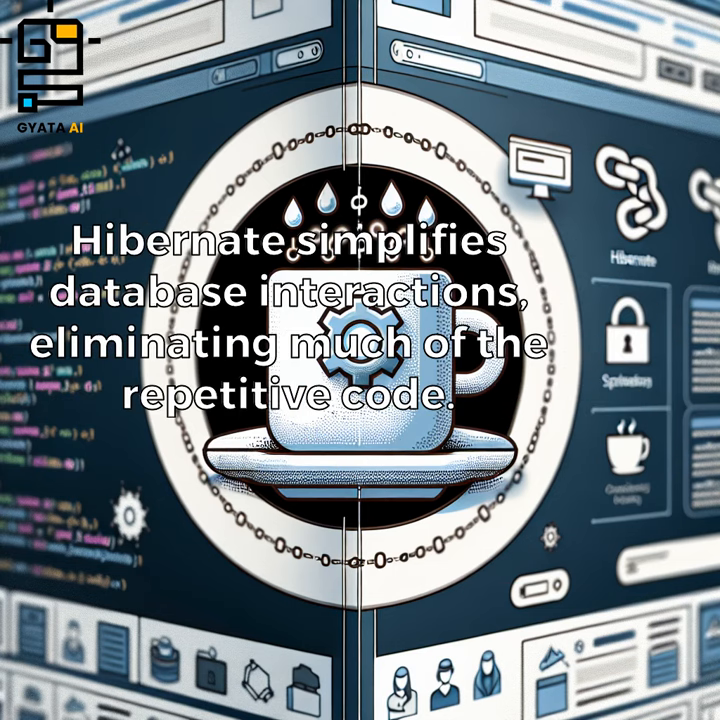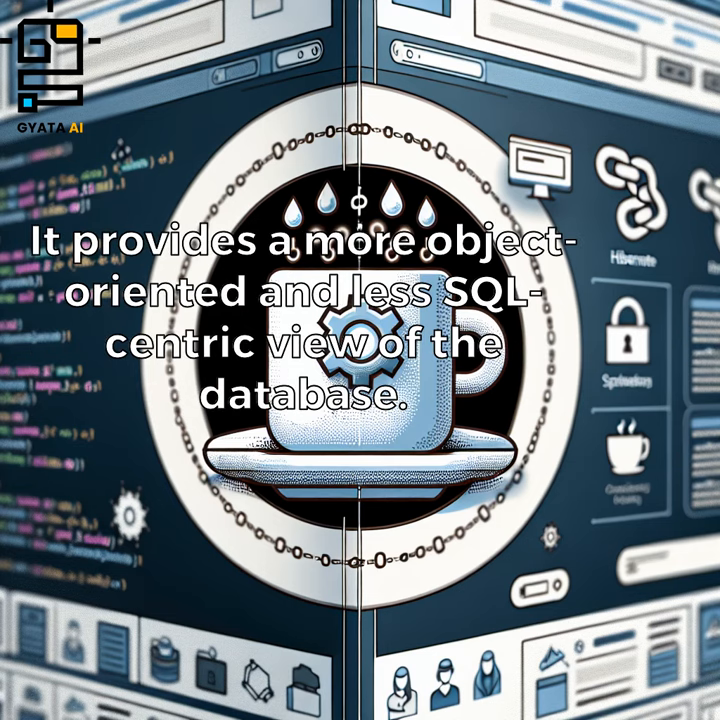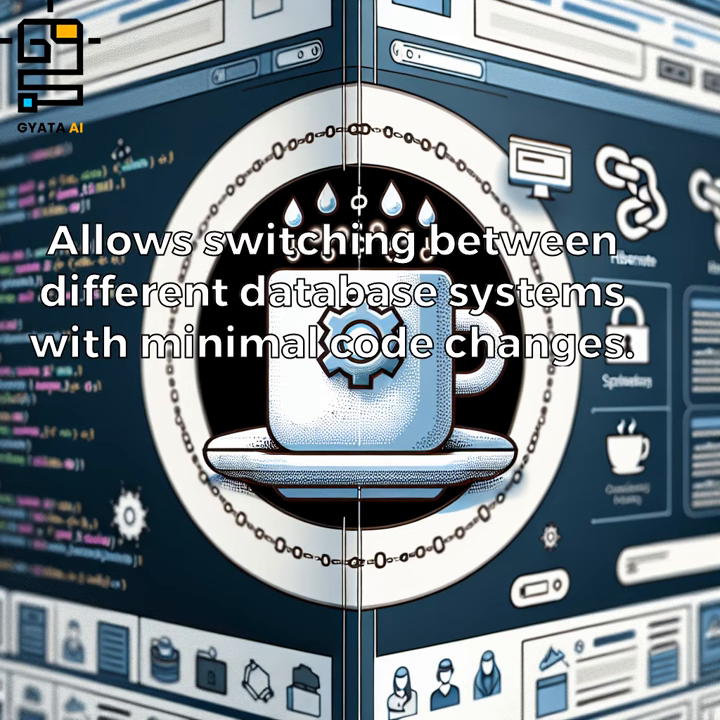Why Hibernate? Hibernate simplifies database interactions, eliminating much of the repetitive code. It provides a more object-oriented and less SQL-centric view of the database. Allows switching between different database systems with minimal code changes.